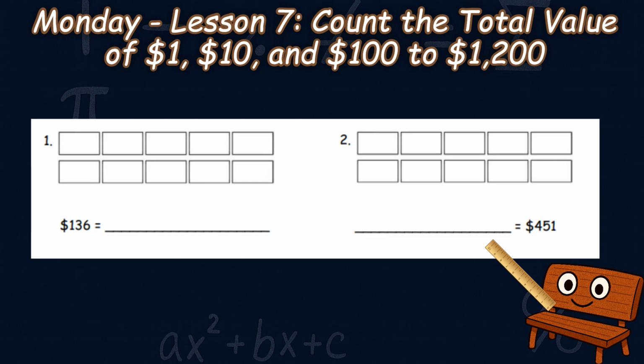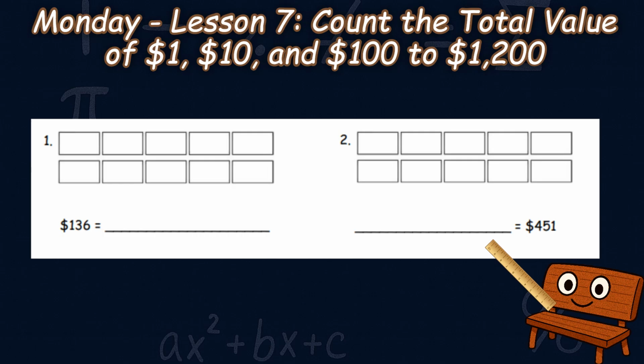So for Monday, we have lesson 7, which is counting the total value of $1, $10, and $100 all the way up to $1,200. For these specific problems, we're going to be modeling money to show place value. If you take a look at the first example, we have $136. Each little rectangle is going to be a specific type of dollar bill that we'll use, and that is from the title. We have $1 that we can use, $10 that we can use, or $100 that we can use.